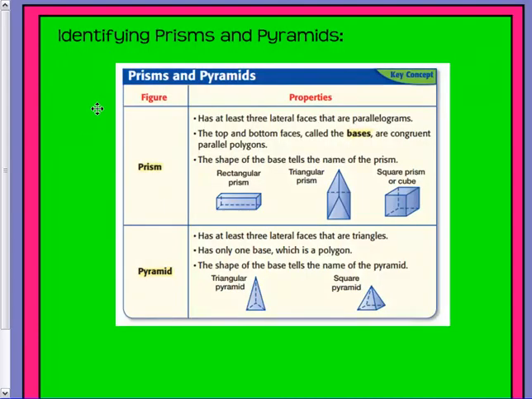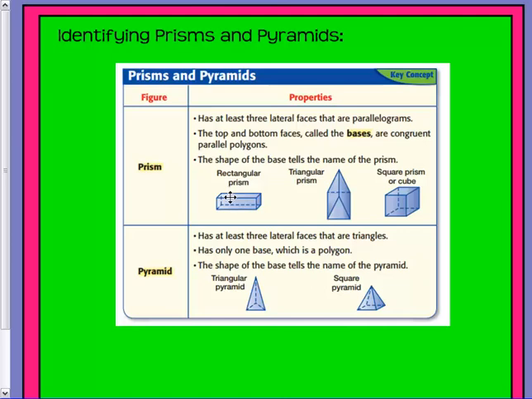Okay, so how do we identify them? A prism has at least three lateral faces that are parallelograms, okay? So rectangles, parallelograms, okay? Squares are parallelograms. The top and the bottom faces are called the bases, and they're congruent. So this guy has two triangular ones, while all the other faces are parallelograms. So therefore, he is a prism.